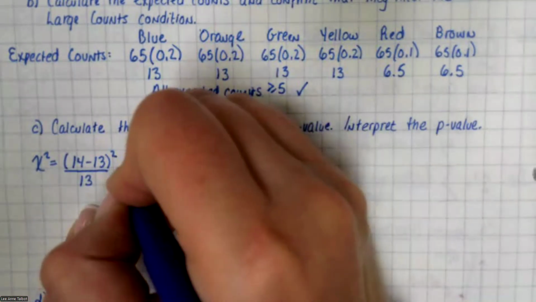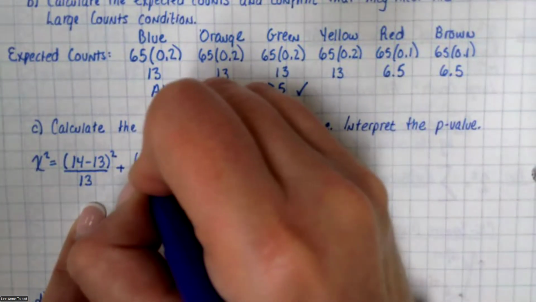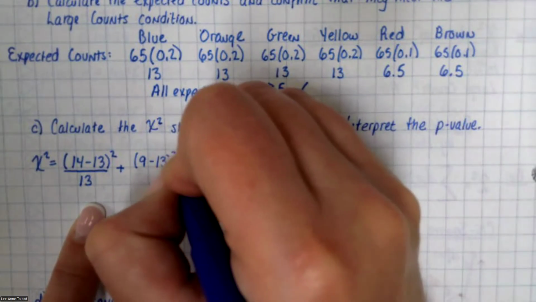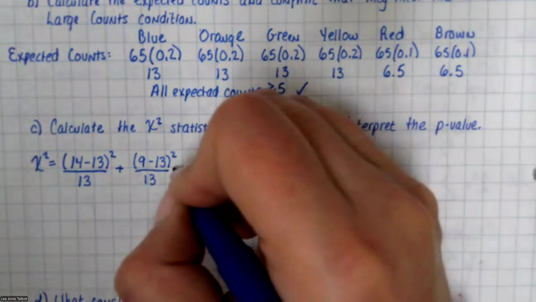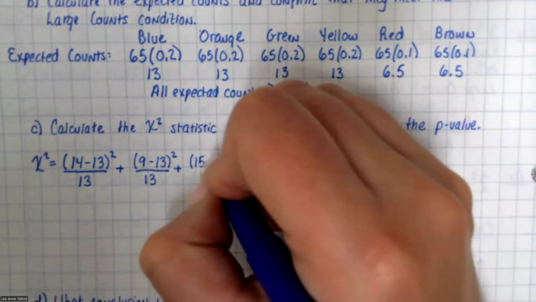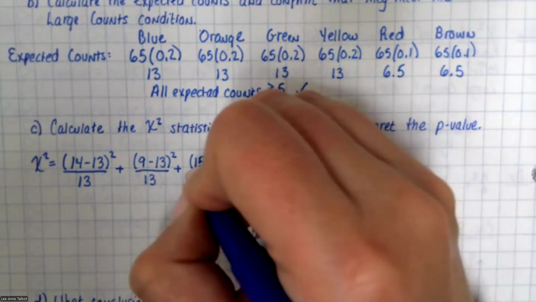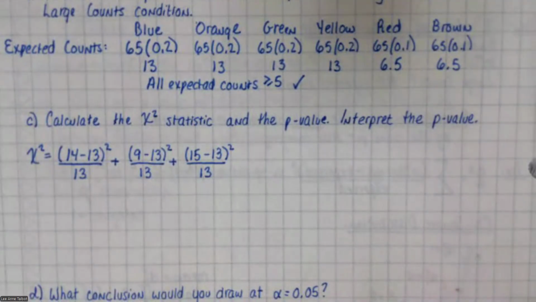Everybody good? And you're starting to see how irritating this is going to be, I think. So the orange is 9 minus 13 squared over 13. Green is 15 minus 13 squared over 13. And why do you think that we square them? Why is it chi-square?